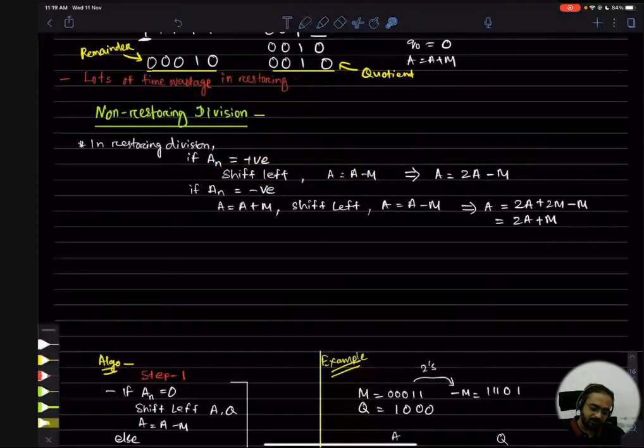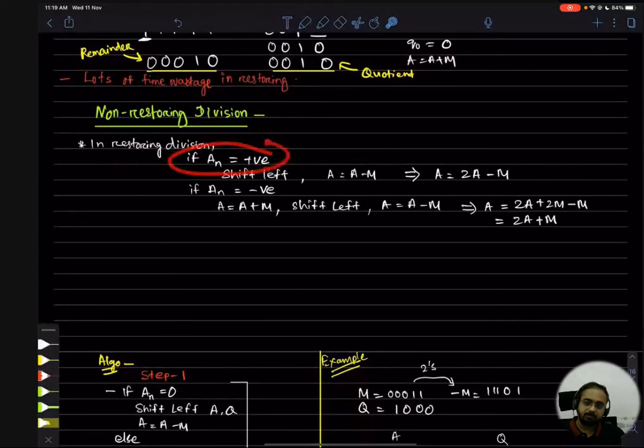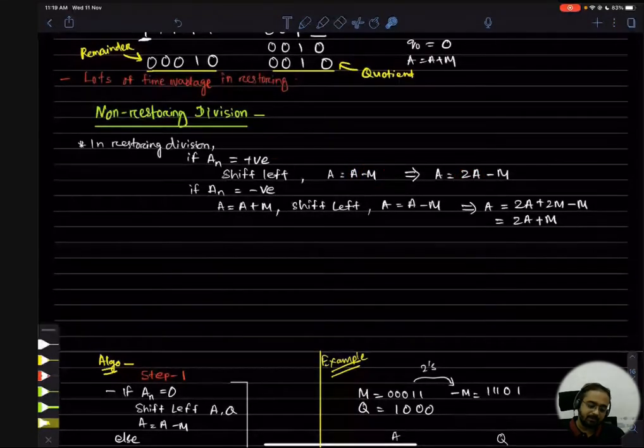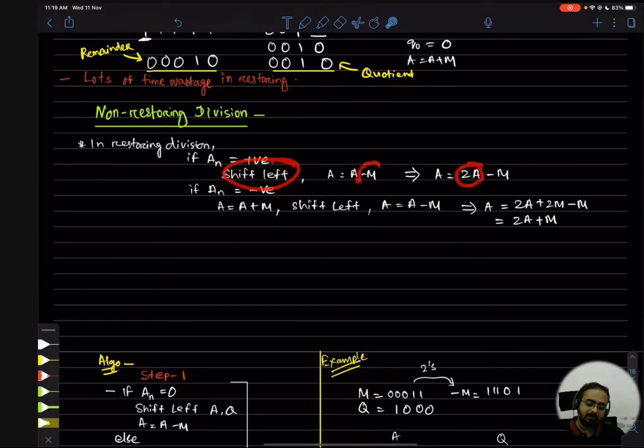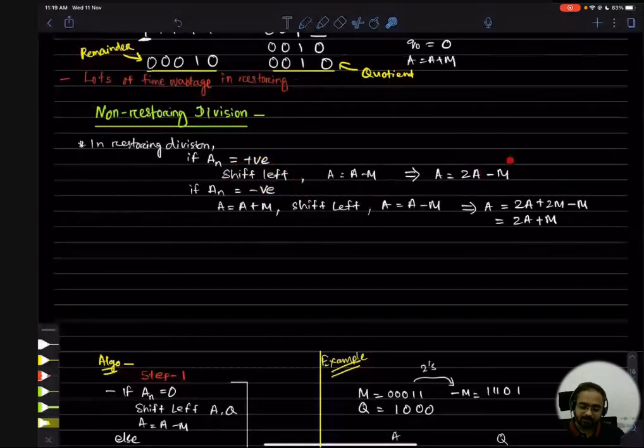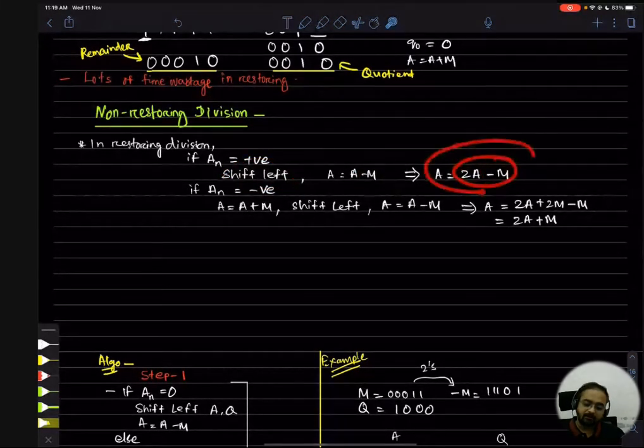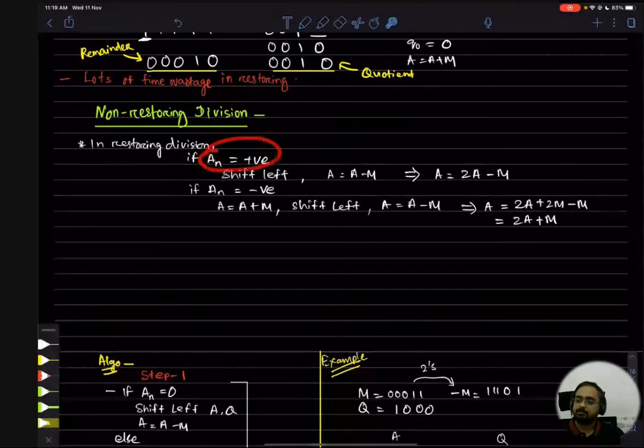So in the restoring algorithm, whenever a n is positive, we shift left a, that means we are doing 2 into a operation, and then we deduct m from it. First we shift left a and q, so it is 2a, and then we subtract m, so 2a minus m. This is the overall work we are doing when a n is positive.